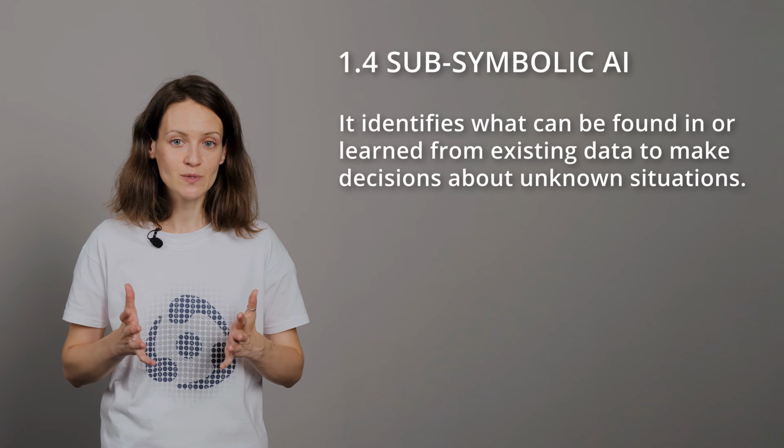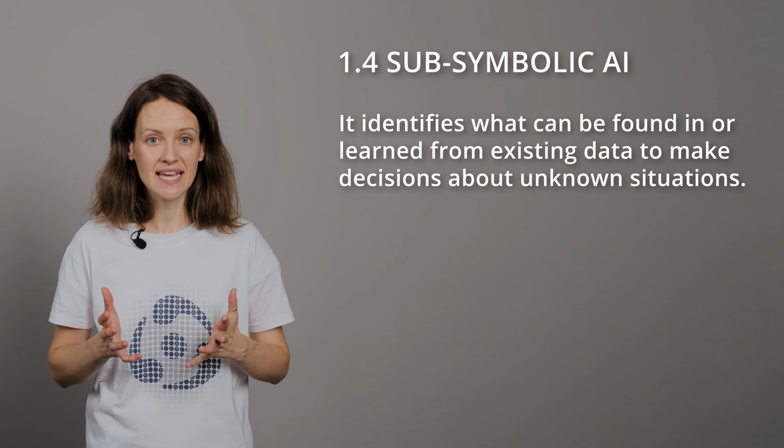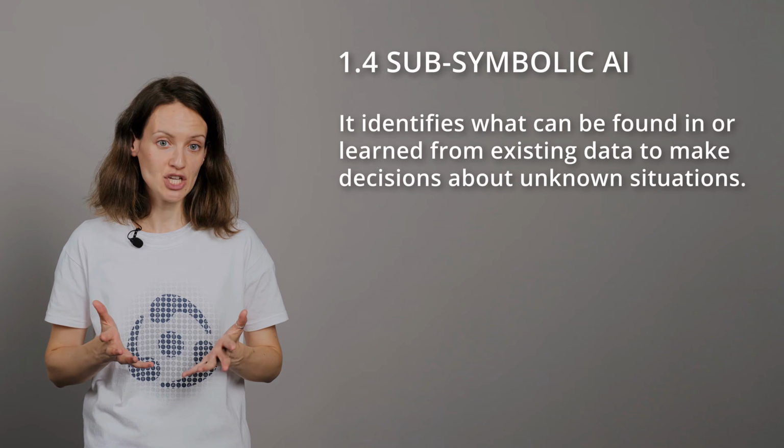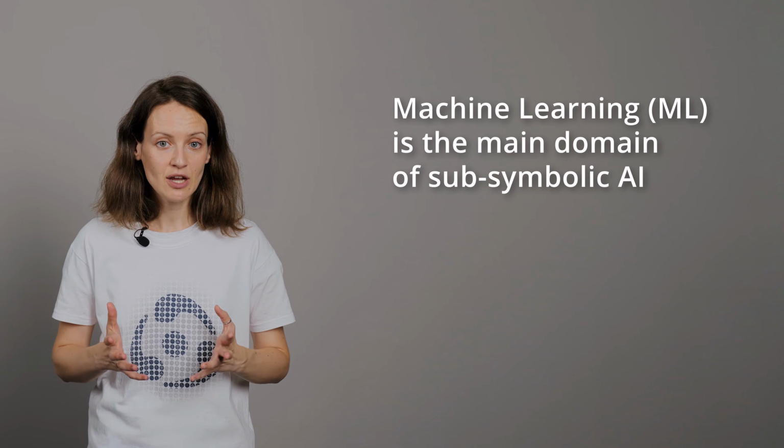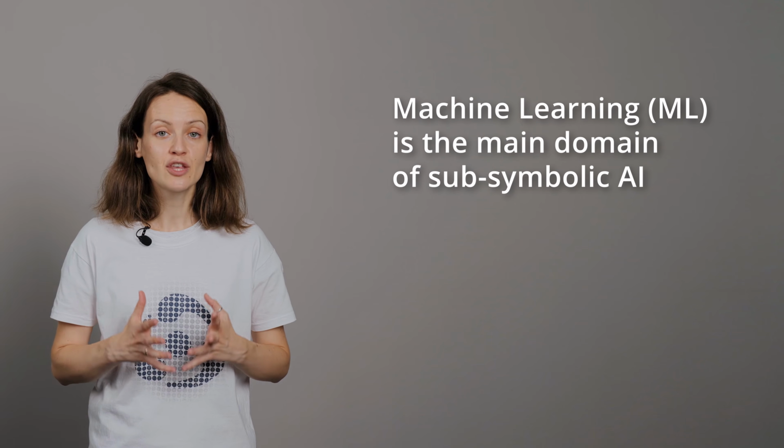However, that's not what most people think about when they think of AI and ML, which brings us to subsymbolic AI. The technology supporting subsymbolic AI has a lot of household names under its umbrella. This is the type of AI that doesn't deal with formal notions and only deals with data. The best way to describe it is by saying that it identifies what can be found in or learned from the existing data to make decisions about unknown situations. Machine learning is the main domain of subsymbolic AI. It's also the domain that the rest of the syllabus will be focused on. It relies heavily on statistical techniques to represent data and reason on it using different types of learning.